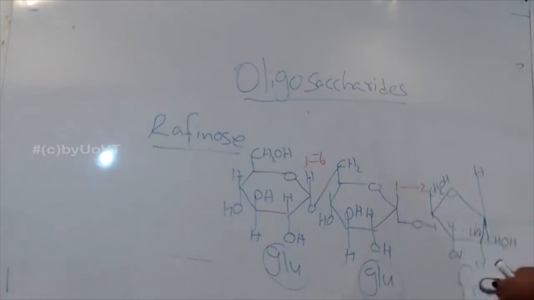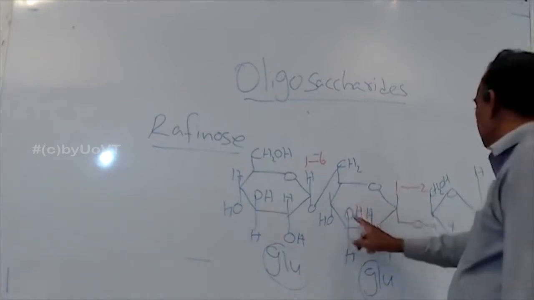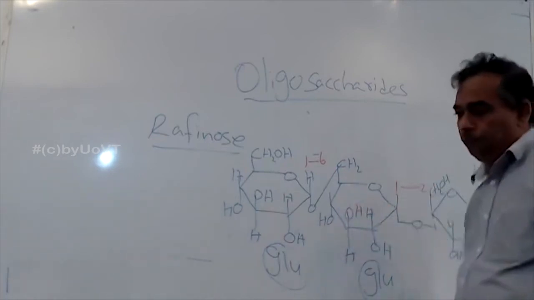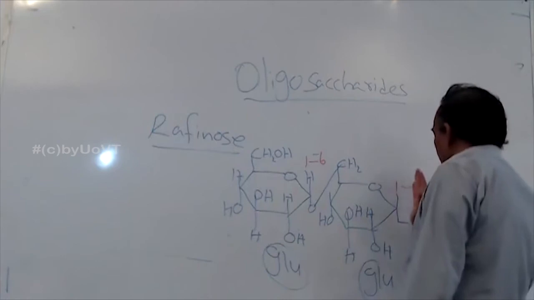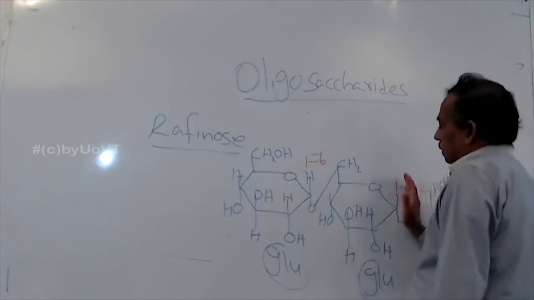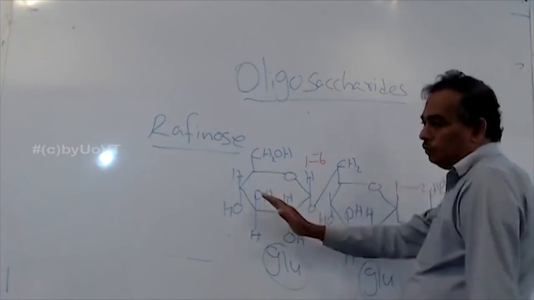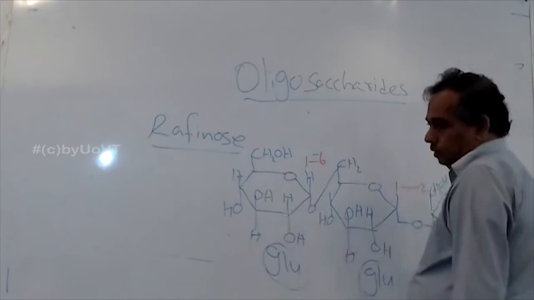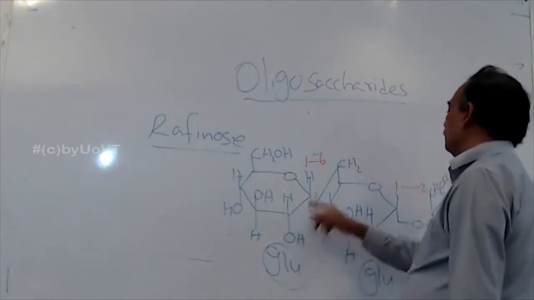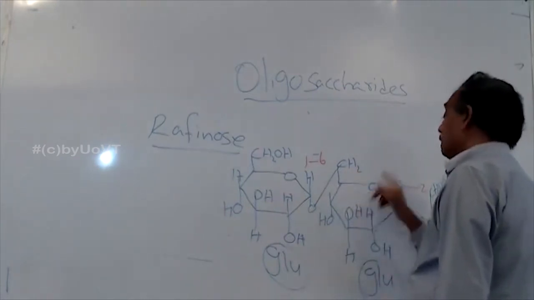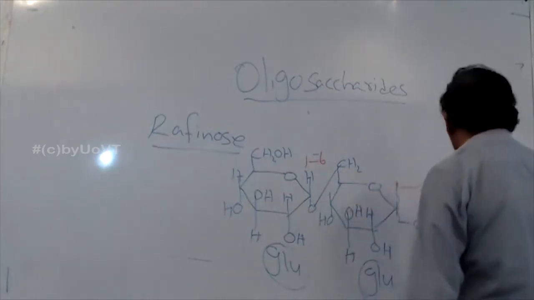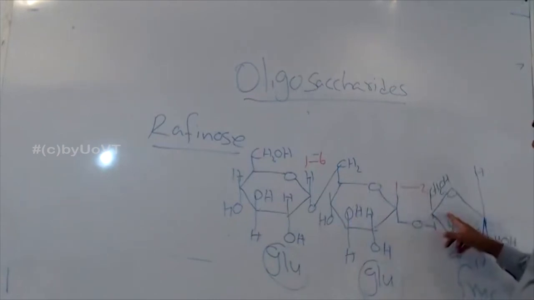What can you say about the reducing or non-reducing capacity of this molecule? Here 1, 6, 1, 2. If you think about up to this level, if it is only these 2 molecules, that is reduced. The first carbon joined with the 6th carbon, but the first carbon available. But that first carbon interacts with the second carbon of the fructose.